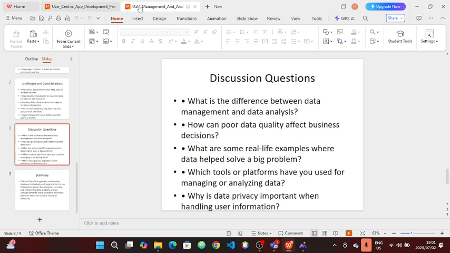On my side, I would say data management is the process of collecting, storing, organizing, securing, and maintaining data through its life cycle. And data analysis is the process of examining, interpreting, and drawing insights from the data.